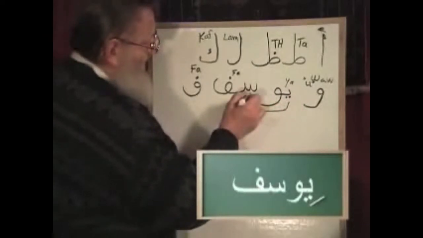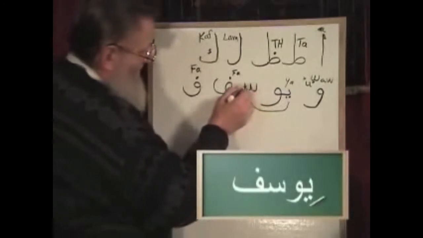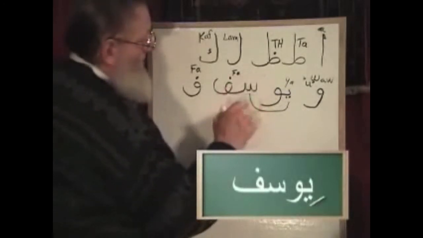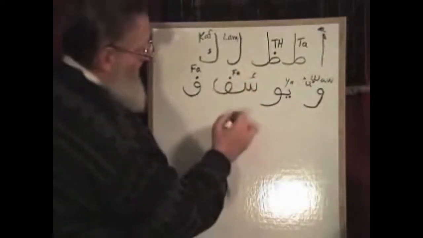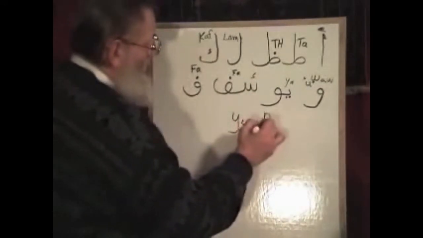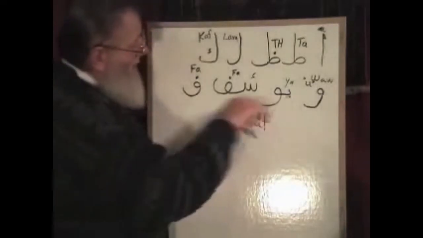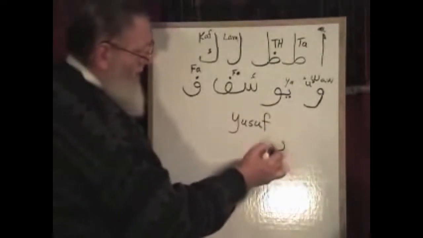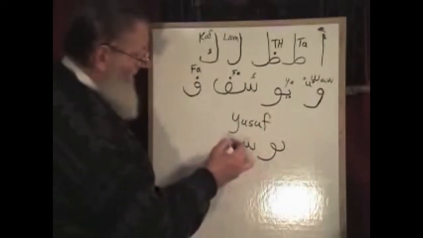And then sin, there's the three stems that are up here like this, without dots, actually. So that's sin, pronounced like an S. And this is fa. This comes up to be Yusuf. And that's my name. That's how you write Yusuf in Arabic. Ya, waw, sin, and fa.